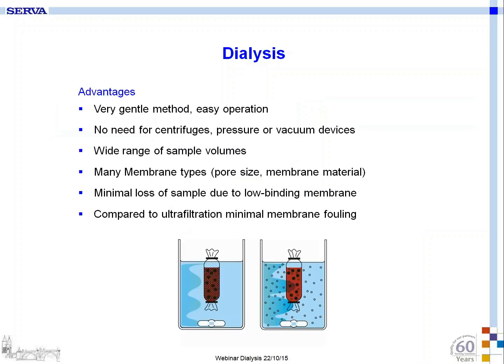The advantages of this method are that it's a very gentle method, it's very easy to operate, and you don't need any sophisticated lab equipment like ultracentrifuges or other centrifuges or pressure or vacuum devices. You just need something like a magnetic stirrer. It is very easy to adjust to a wide range of sample volumes, from small to middle to very large volumes, and you have a wide range of membranes available with different pore sizes.